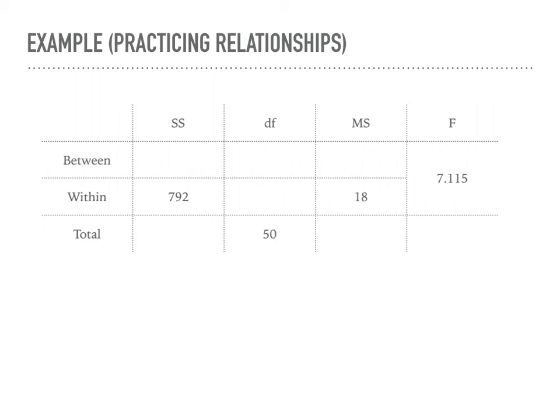Let's do another example together where we're practicing finding these missing values. The first missing value that we can find would be the degrees of freedom within. We find this as 44. We could then jump to finding our degrees of freedom between, but just thinking about the original information we were given, we could also find the mean of squares between.